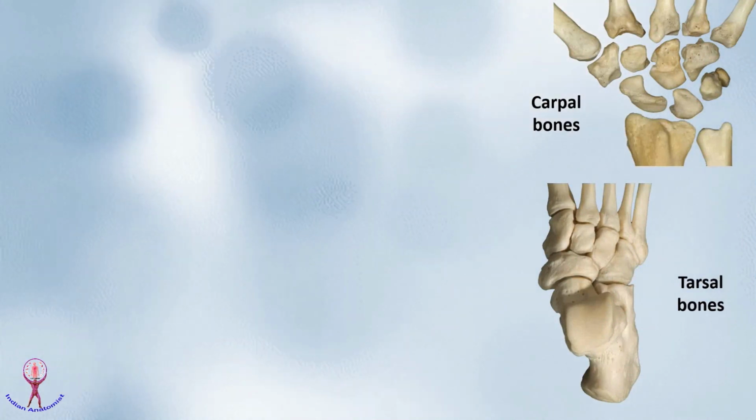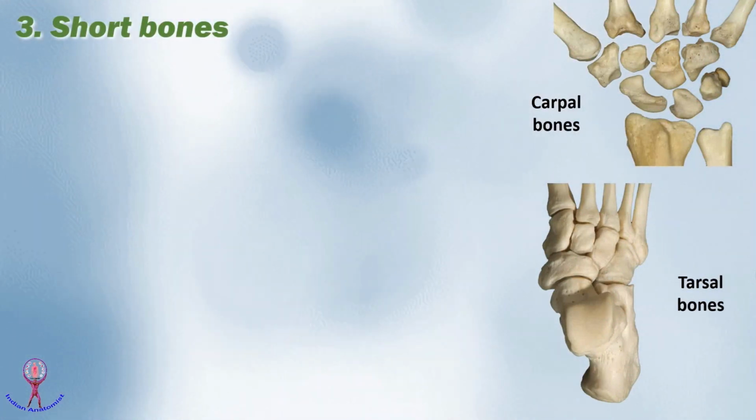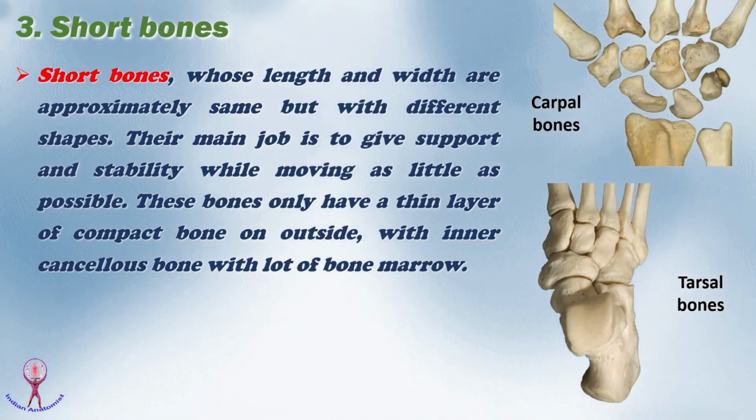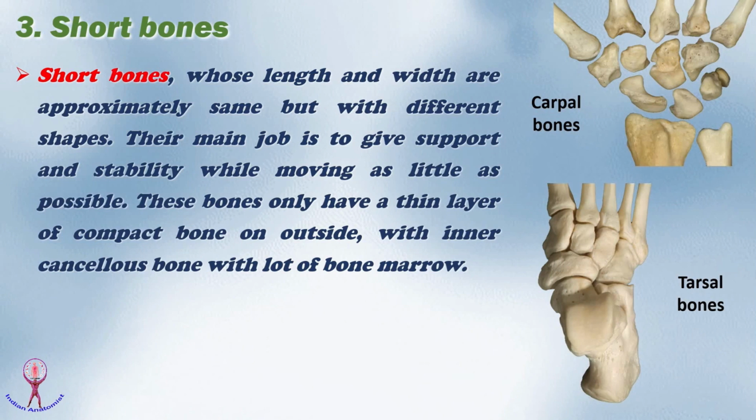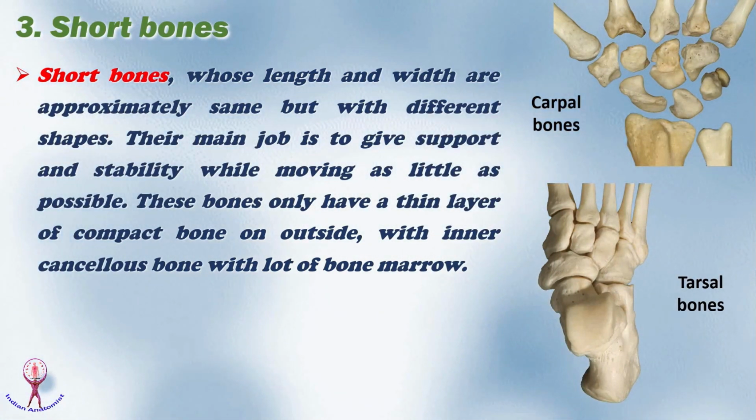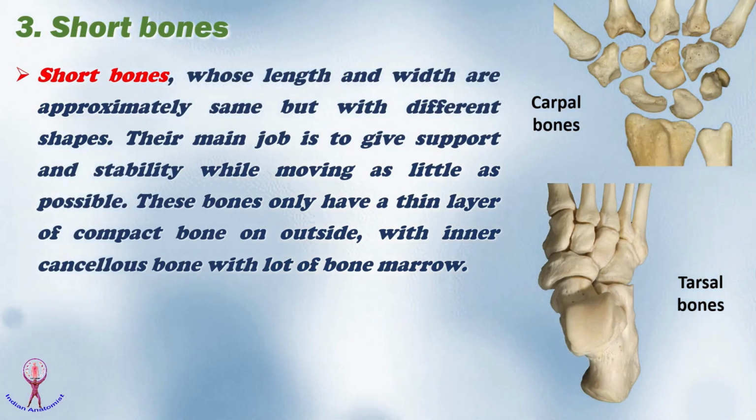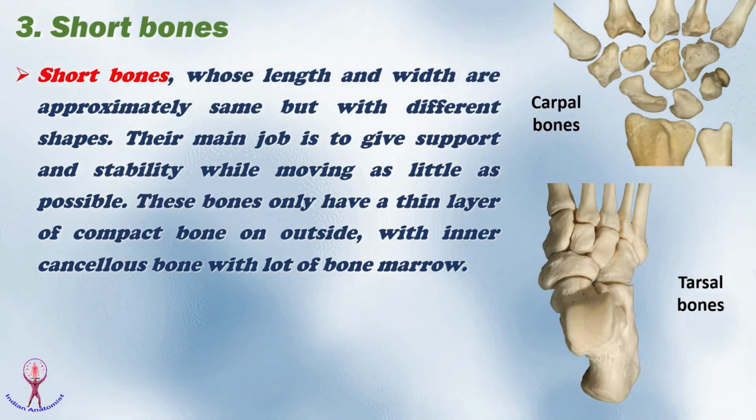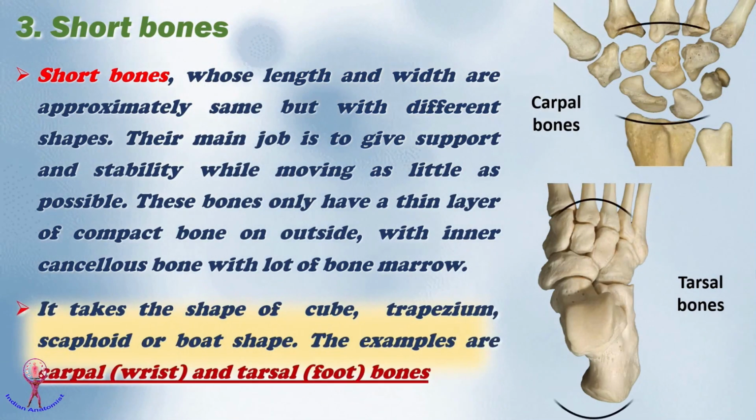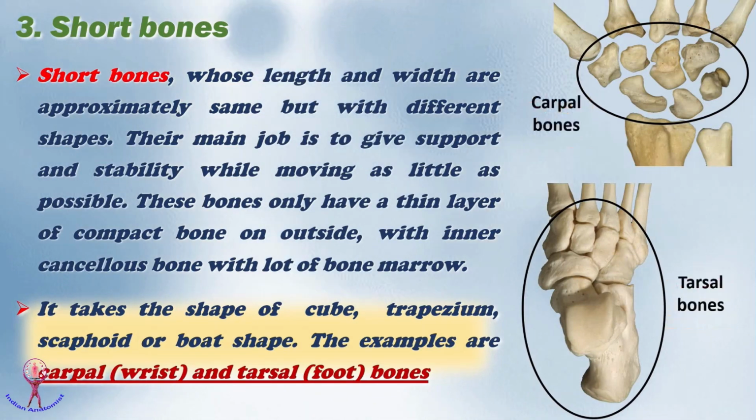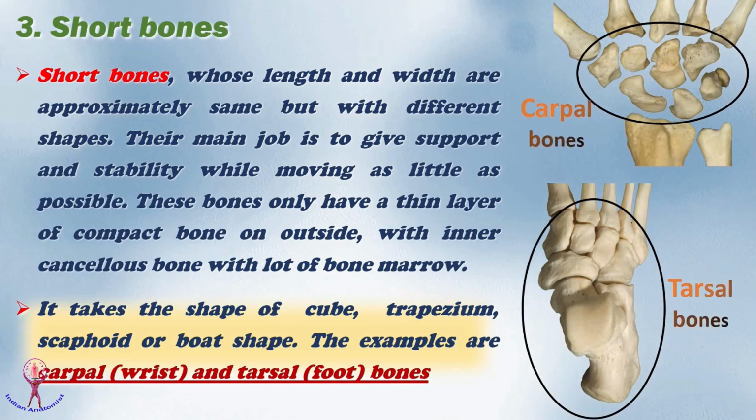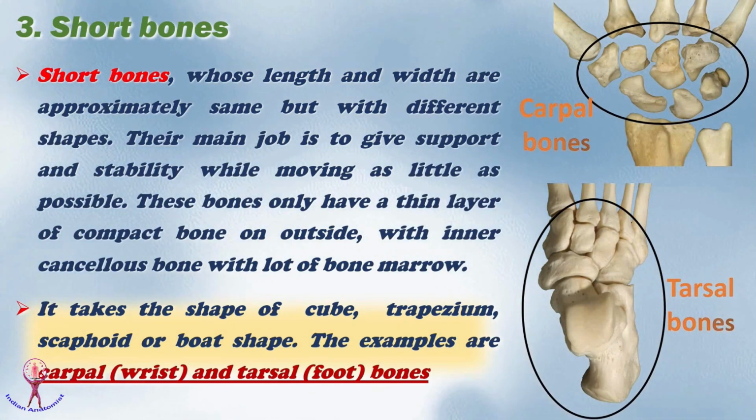Now, short bones. Short bones are those whose length and width are approximately the same but with different shapes. Their main job is to give support and stability while moving as little as possible. These bones only have a thin layer of compact bone on the outside, with inner cancellous bone with a lot of bone marrow. They take the shape of a cube, trapezium, scaphoid, or boat shape. The examples are carpal or wrist bones, and tarsal or foot bones.